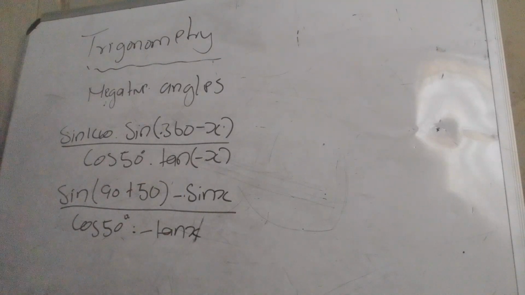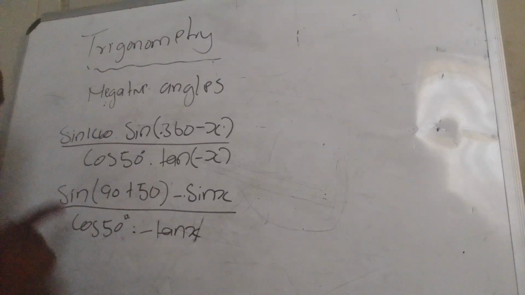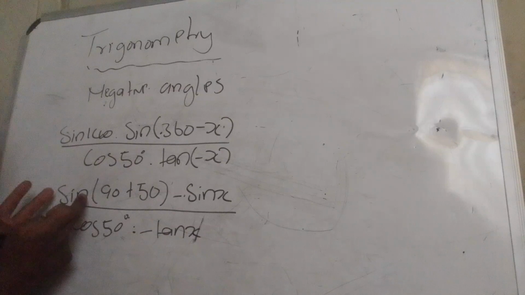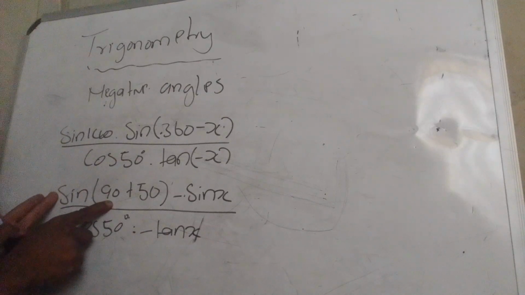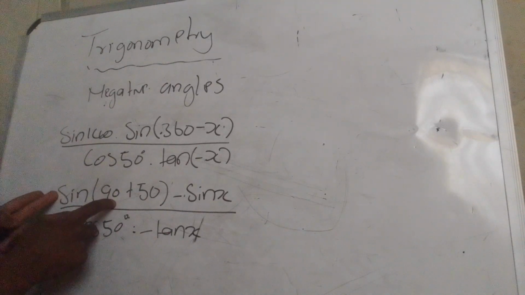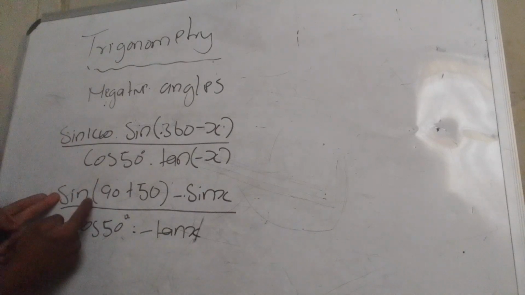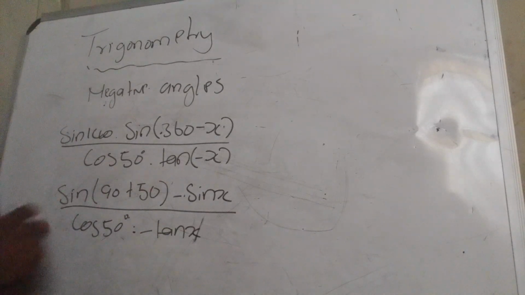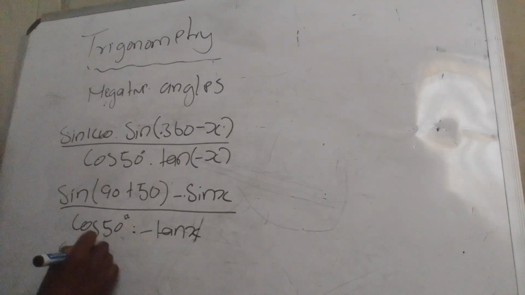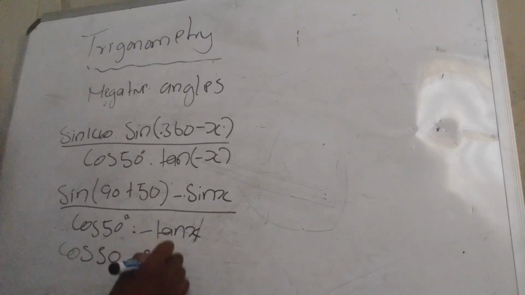I hope you understand. Then 90 plus an angle is in which quadrant? It is in the second quadrant. How is sine in the second quadrant? It is positive. But now we have this 90, which tells us we have a co-ratio here. Since we have this 90, the sine is going to change into its co-ratio. So the co-ratio of sine is going to be cos.